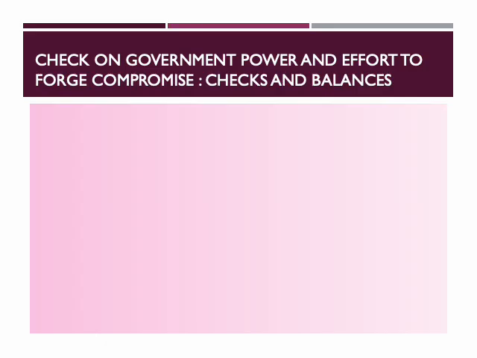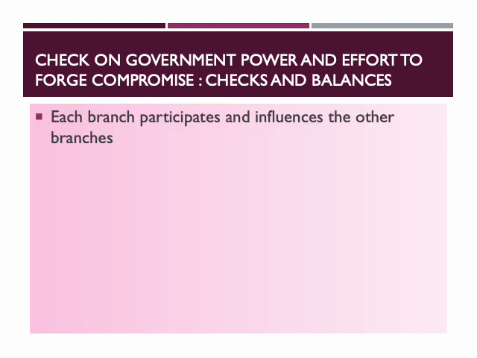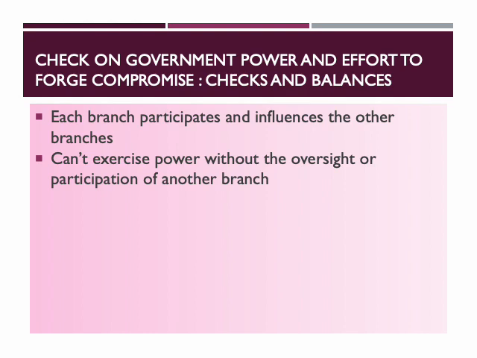The other key feature of the United States Constitution is checks and balances. Basically, checks and balances create a check on government power. It's an effort to forge compromise because each branch participates in and influences the decision-making of the other branch. In other words, one branch can't exercise its power without the oversight or the participation of another branch.